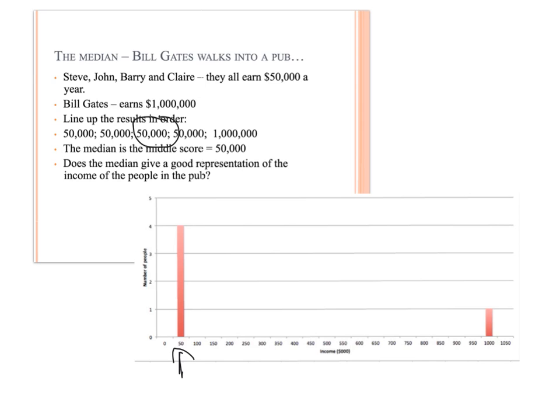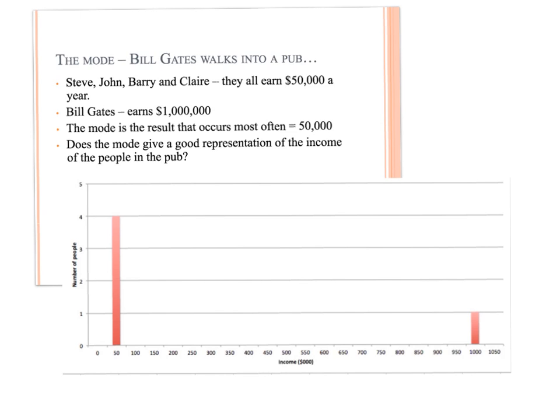There's one more average that is of common use. This is the mode. It's the result that occurs most often. So here we have the 4 people again, all earning $50,000 a year. We have one at $1 million. Which result occurs most often? Well, that's this one of $50,000 a year. So the mode of these people, the modal income, is $50,000 a year. I consider that that also gives a better representation of the people in the pub at that time.